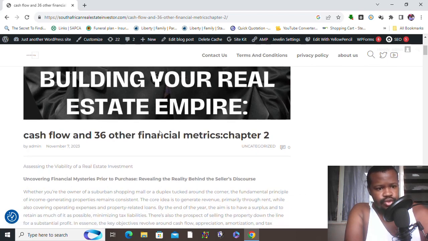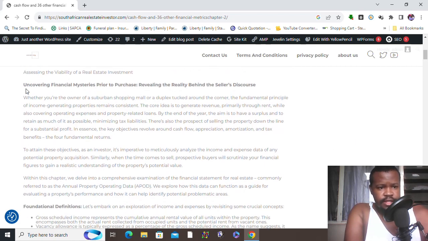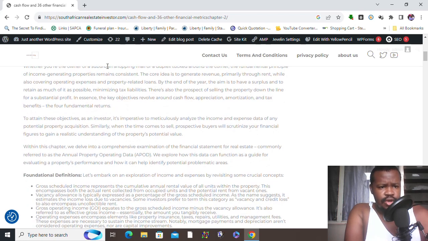This is chapter 2, Assessing the Viability of a Real Estate Investment. Now, uncovering financial mysteries prior to purchase, revealing the reality behind the seller's discourse.